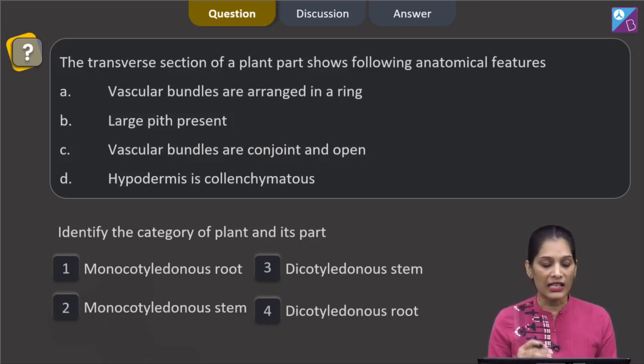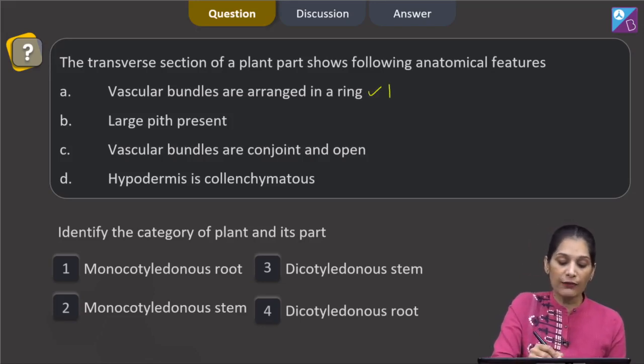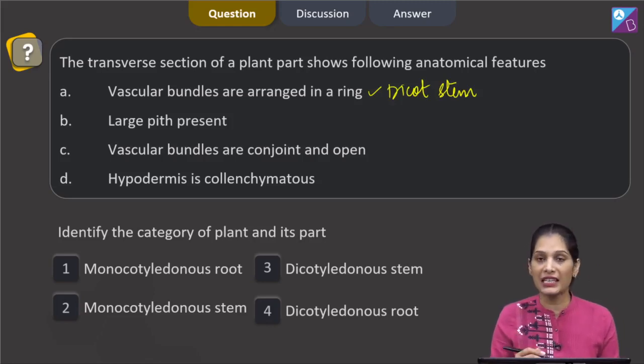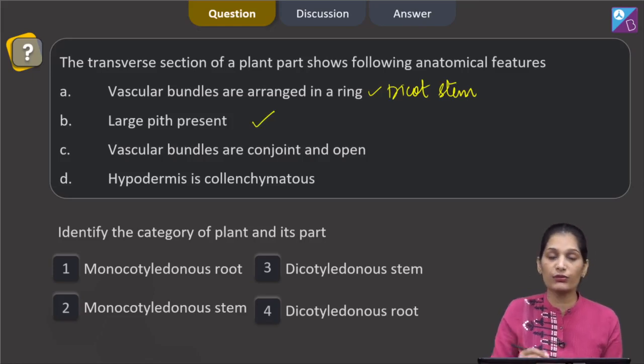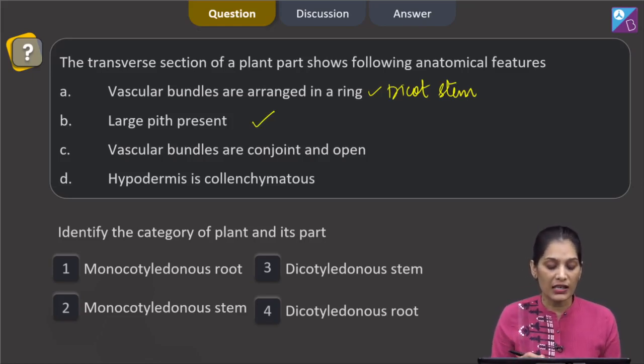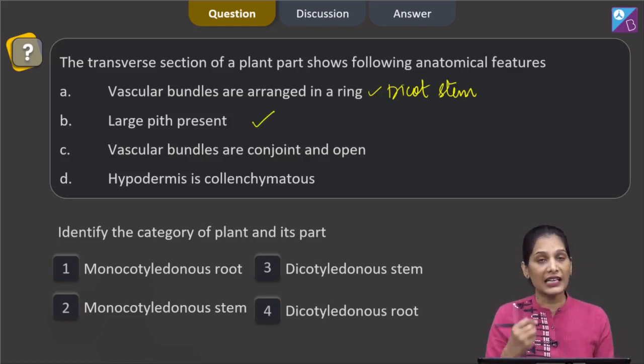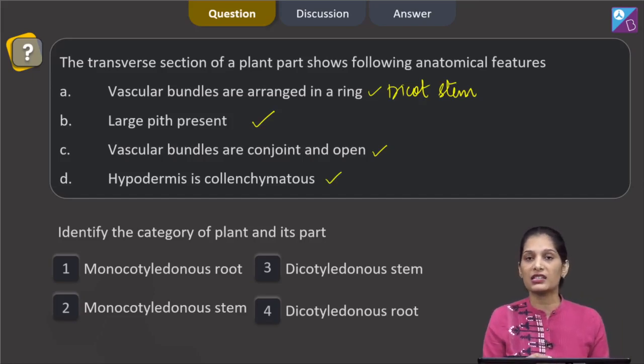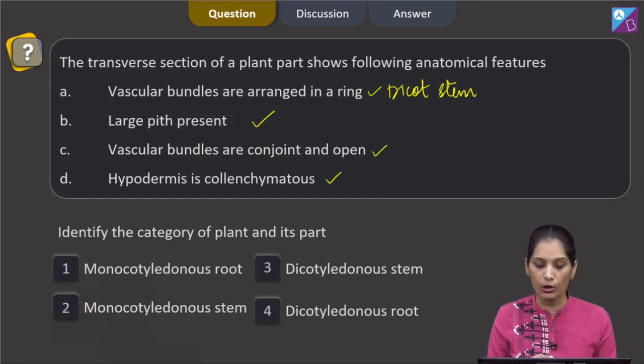If you see minutely the options, you can see the vascular bundles are arranged in a ring. It's a feature of dicot stem. We can be sure about this by seeing the remaining options. Large pith present. Yes, it is again true for the dicot stem. The vascular bundles are conjoined and open. Again a feature of dicot stem. Hypodermis is colonchimatous. Again is a feature of dicot stem because the colonchima is generally absent in the monocots.